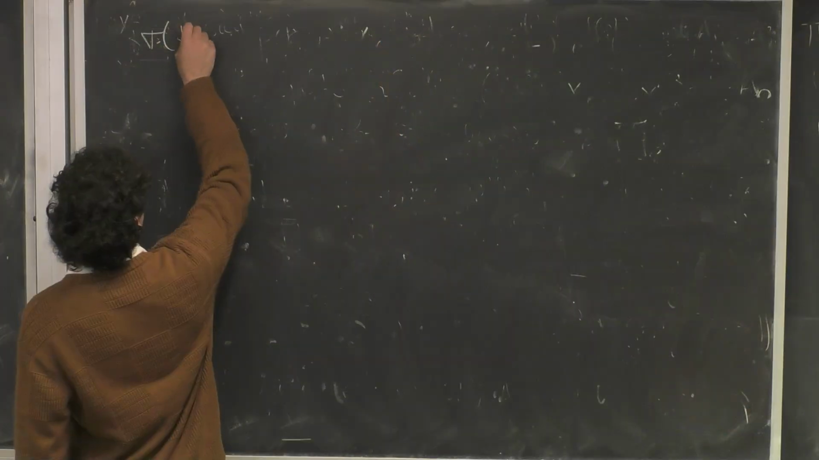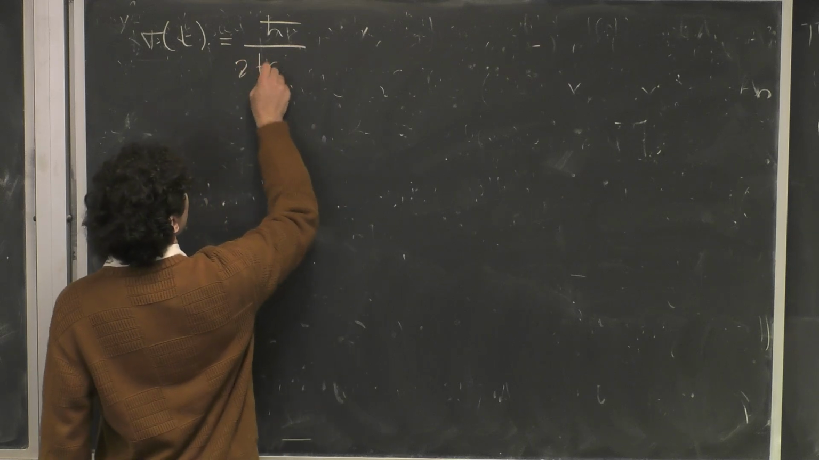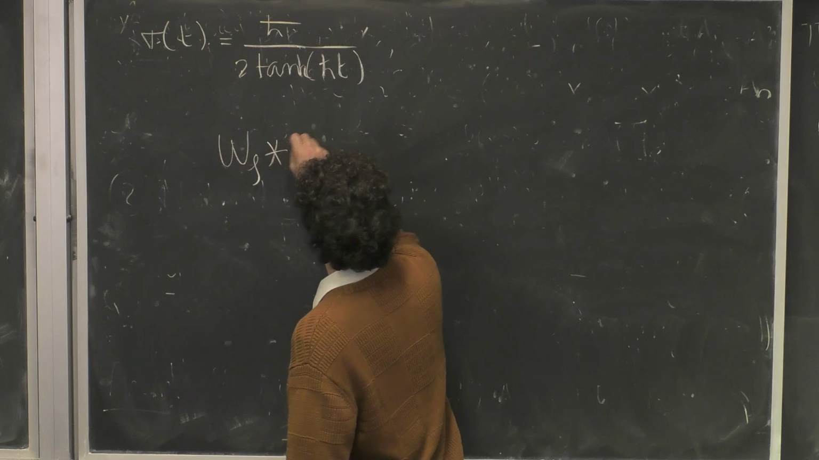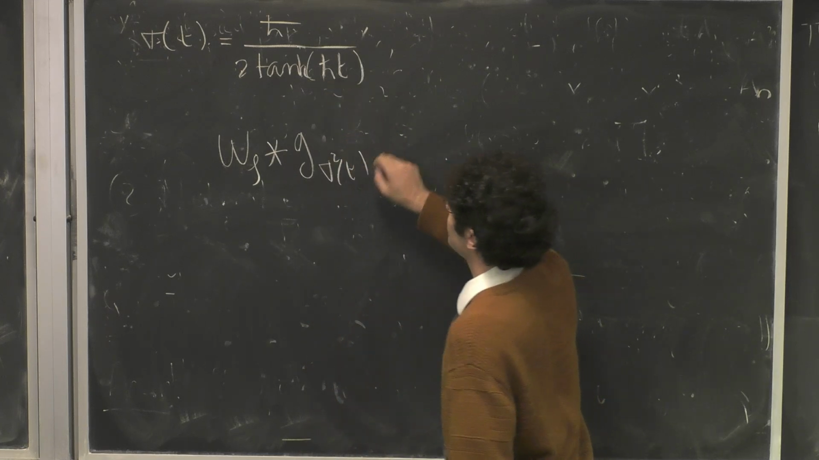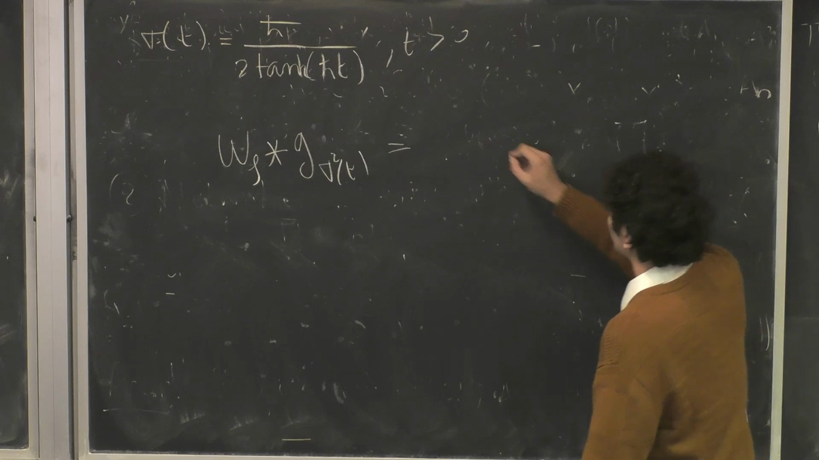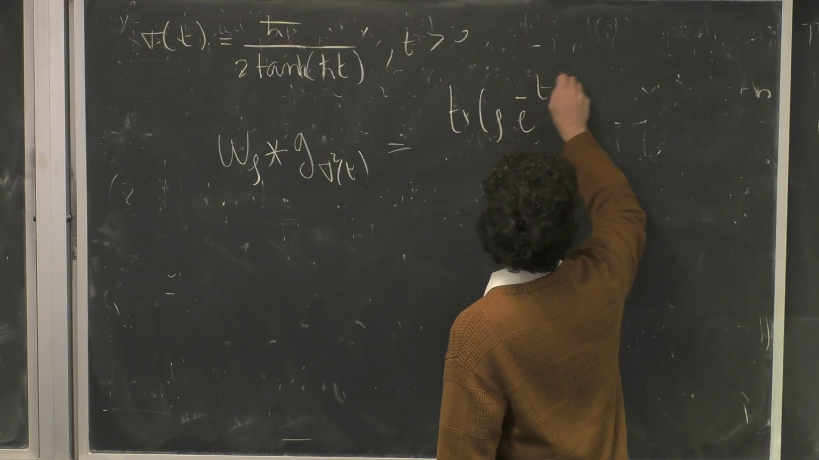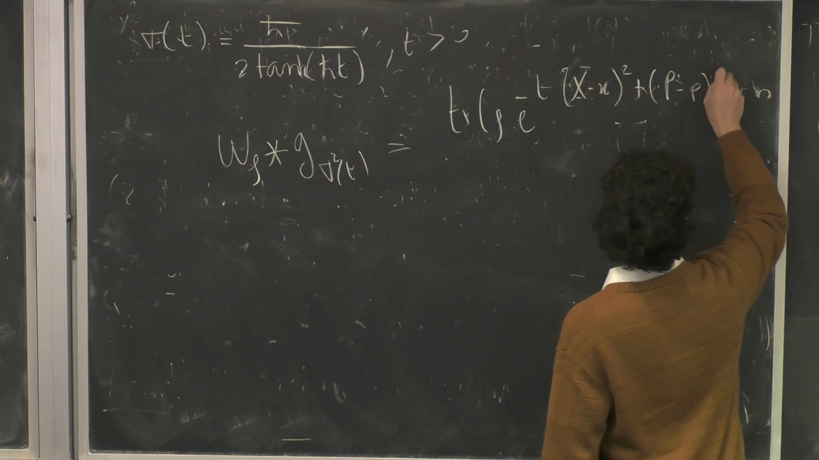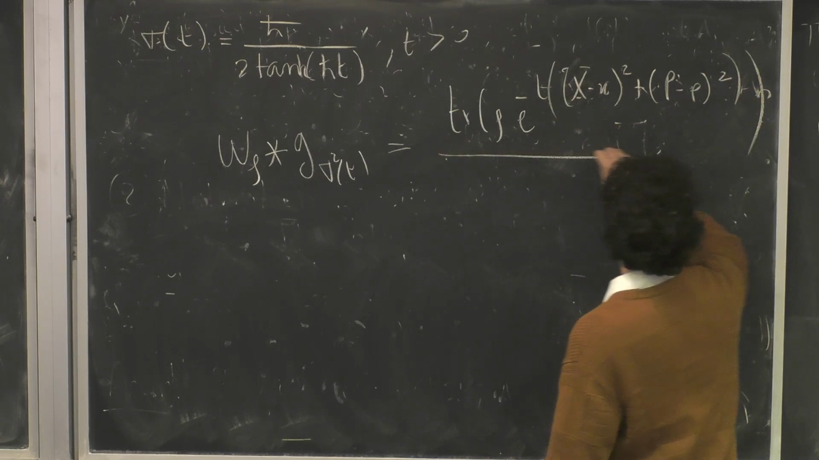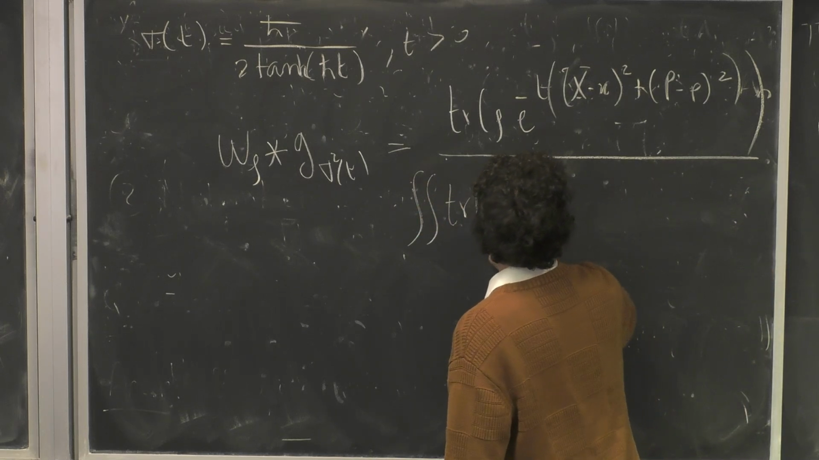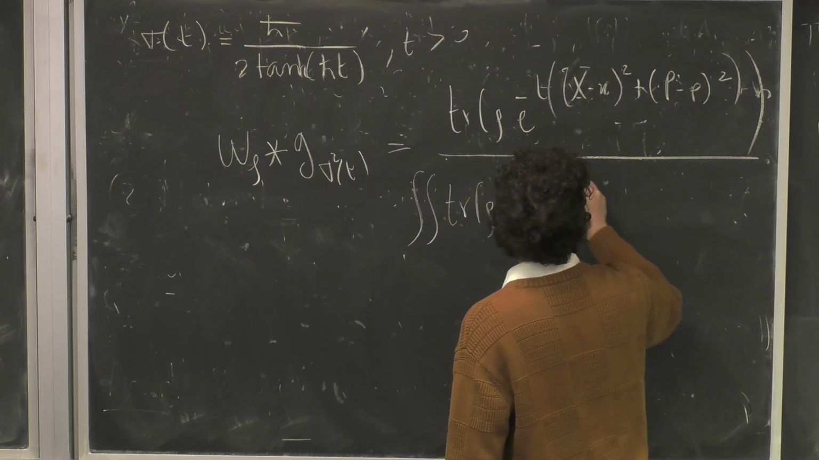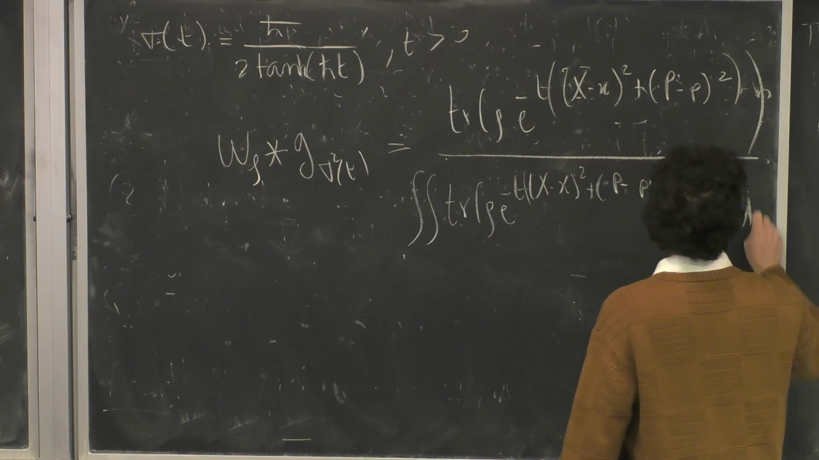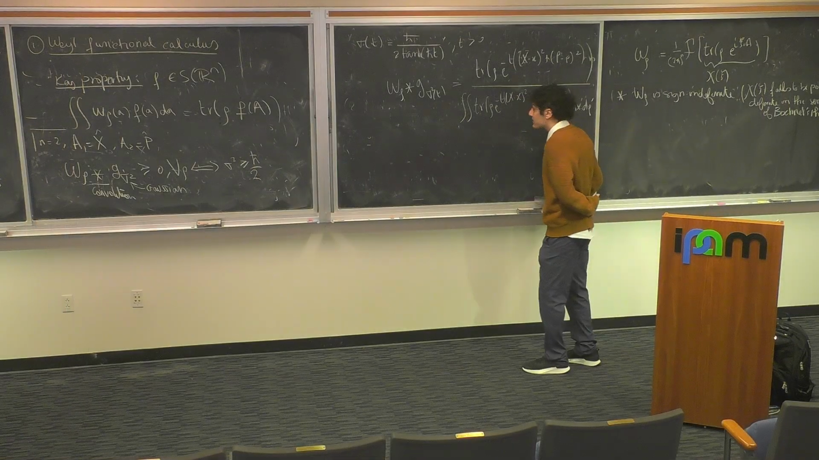So it turns out that if you parameterize your variance as follows, ħ/2 tanh(ħt), and look at the Wigner distribution convolved with the bivariate Gaussian, parameterized by this t positive, then this can be written in the following form: trace of ρ e^(-t((x̂-x)² + (p̂-p)²)) divided by the integral of e^(-t((x'-x)² + (p'-p)²)) dx' dp'. So it turns out, and I would like to call this function h.